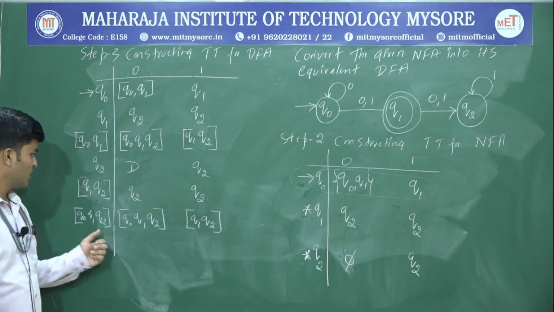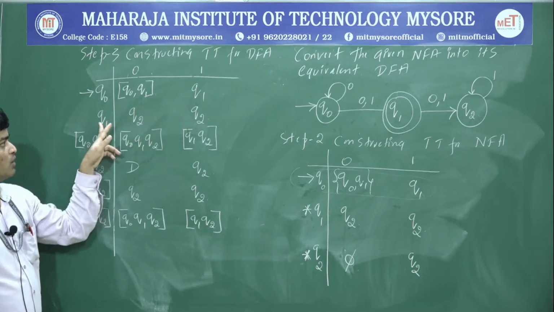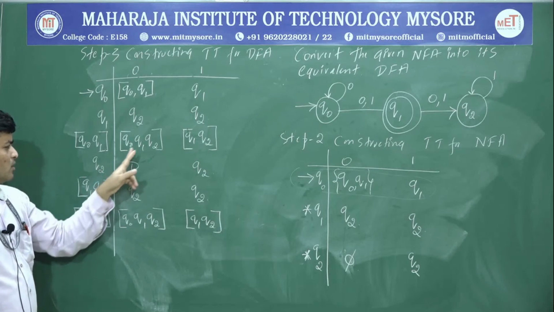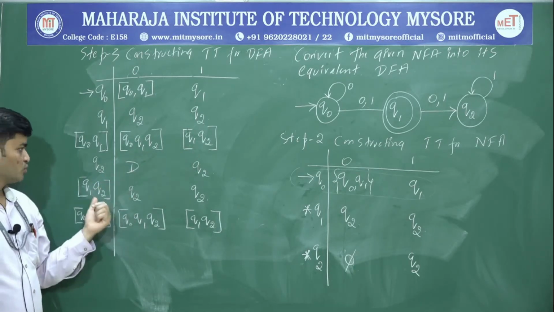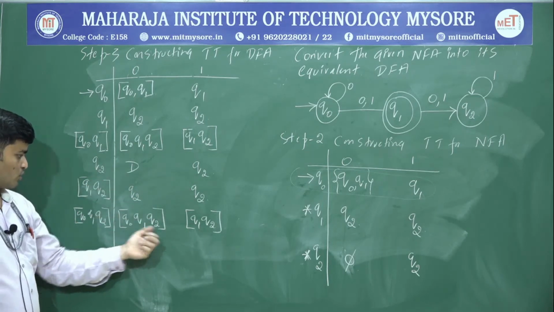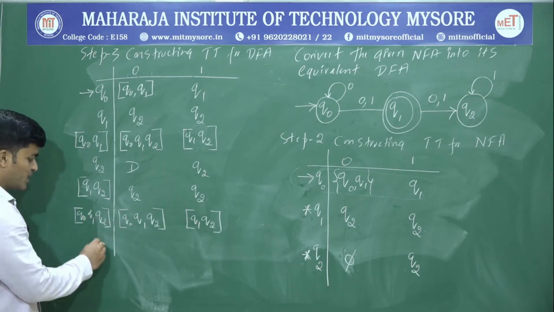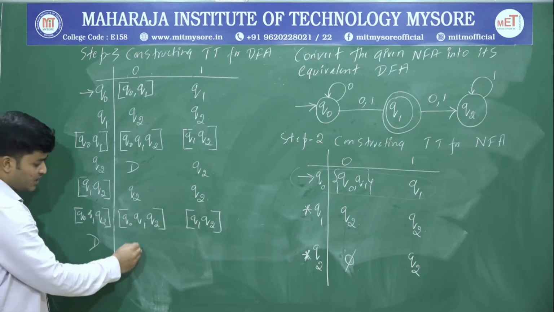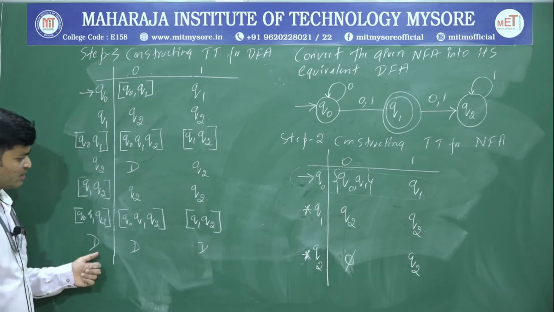Now check whether you got any new state. This one is over, this one is over, Q2 is over, Q naught Q1 Q2 is over, Q1 Q2 is also over. If you want, you can write about the dead state. Once you reach a dead state, you will remain within the dead state. Either you can write it or skip that one.